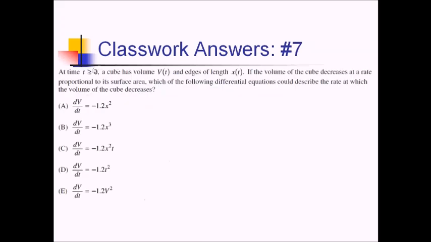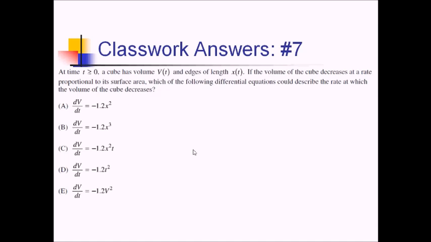On this problem, at time greater than or equal to 0, a cube has volume v of t and edges of length x of t. The volume of the cube decreases at a rate proportional to the surface area. We want to know which of the following differential equations describes the rate at which the volume of the cube decreases. So we're looking for dv over dt on all of these, and they gave us all those in the answer choices.